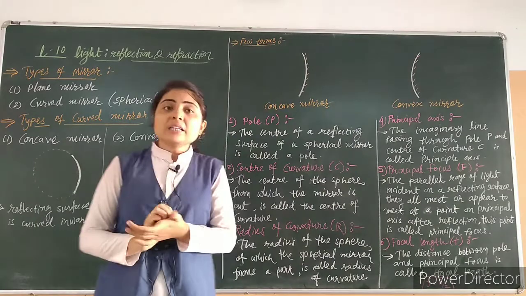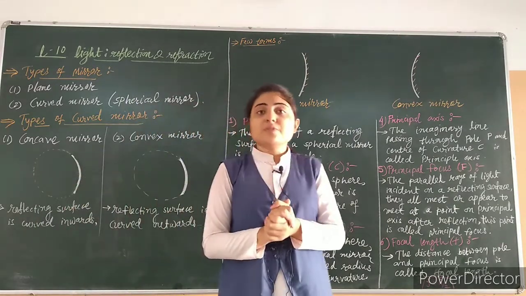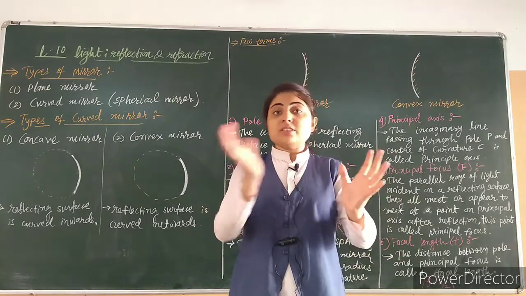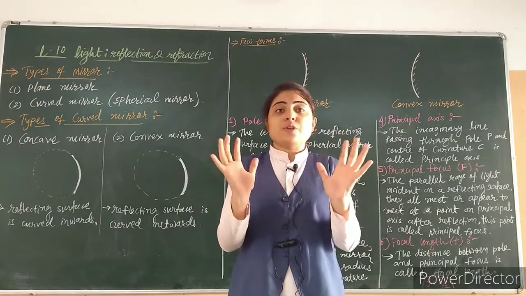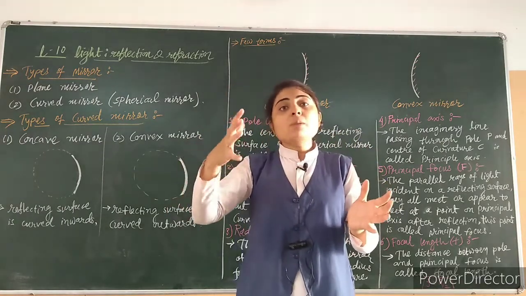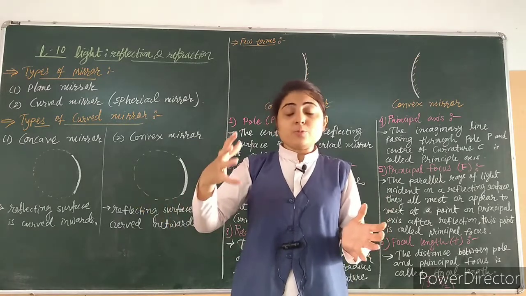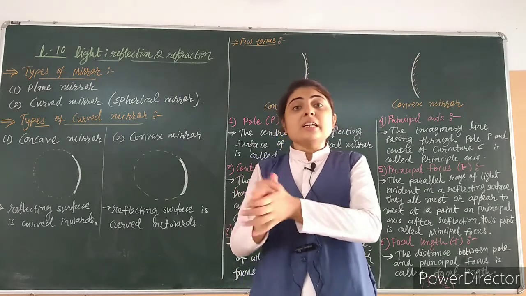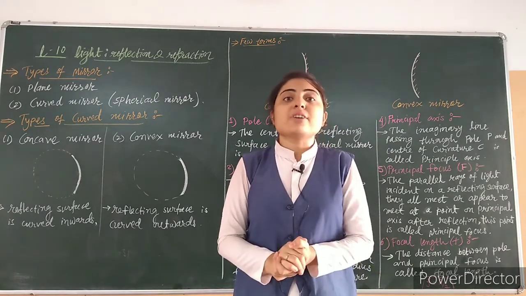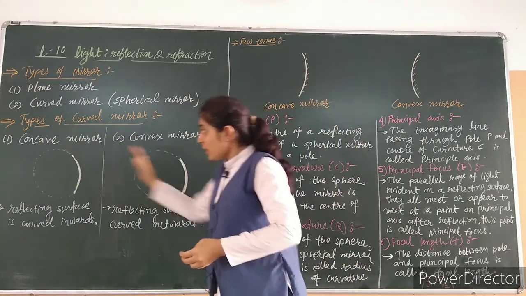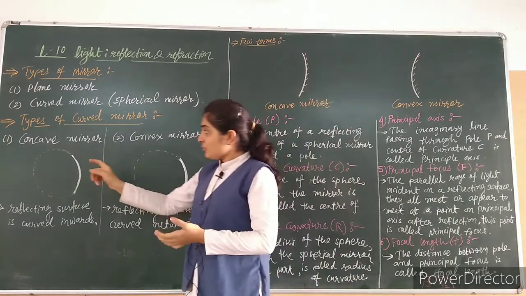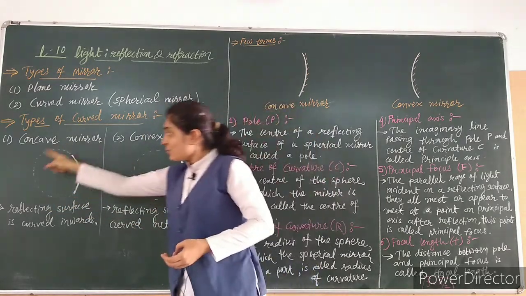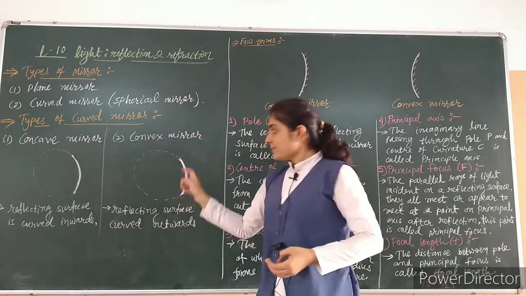See, spherical mirrors are part of a sphere. Imagine a hollow sphere of glass, which is completely empty inside. From this hollow spherical glass, a small part of the sphere is cut. That part of the sphere is considered a spherical mirror. So consider these two spheres. This dotted line shows a whole sphere of glass. Out of this sphere, this small part is cut.